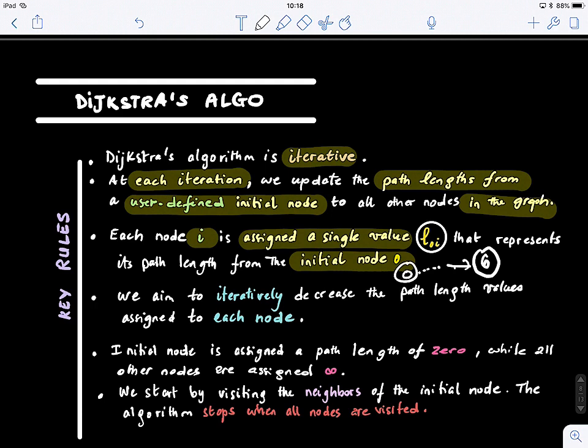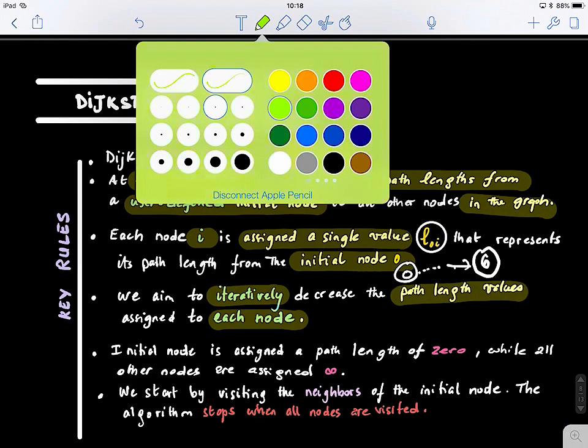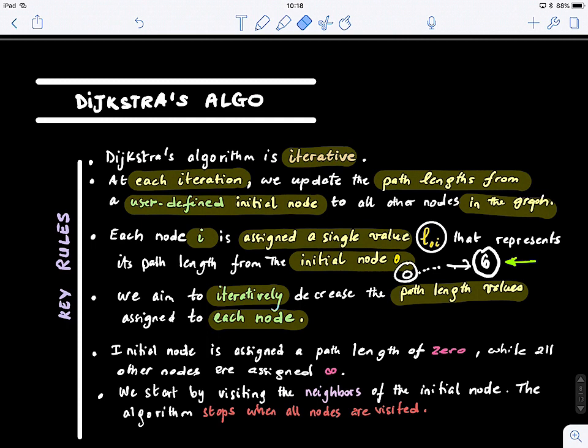We aim to iteratively decrease the path length values assigned to each node. The goal of the Dijkstra algorithm is to look at these values, and if there is a shorter path, we remove the old value and put a smaller one. So the idea is to update the values inside the nodes. Now, the initial node is assigned a path length of 0. This is the initialization. The initial node has a path of 0, while all other nodes are assigned infinity, which means they're far away. We didn't compute any of their distances yet.